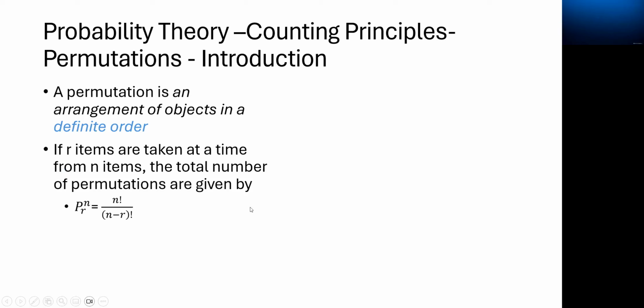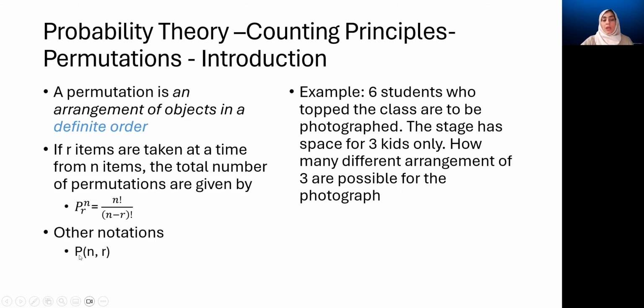In the example on the previous slide, we had 3 different items and we took all 3 of them to find the different permutations. So in that case, it would have been 3 factorial divided by (3 minus 3) factorial. By definition, the factorial value of 0 is 1. So essentially, it was 3 factorial. The other notations that can be used are nPr, this way.